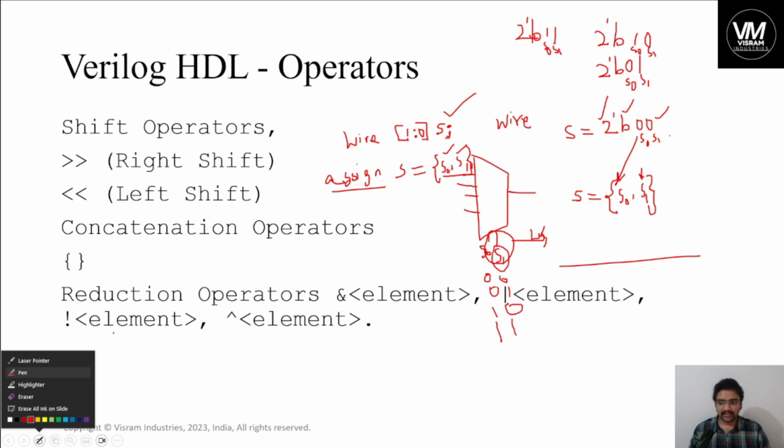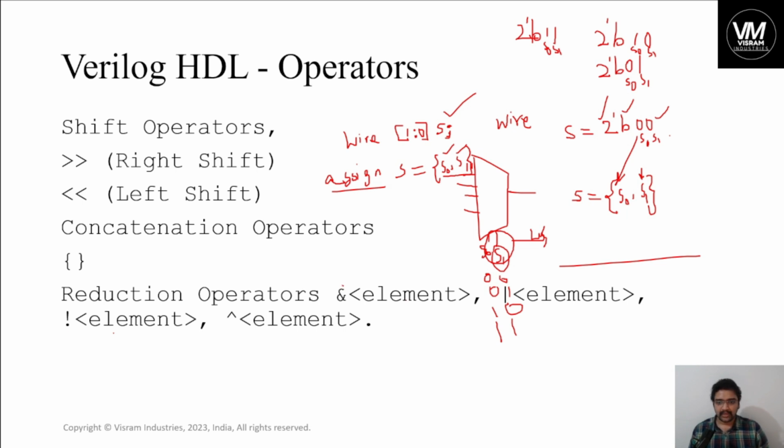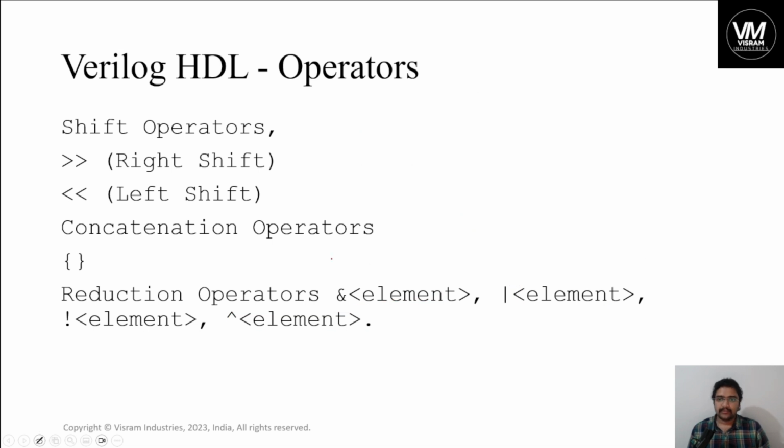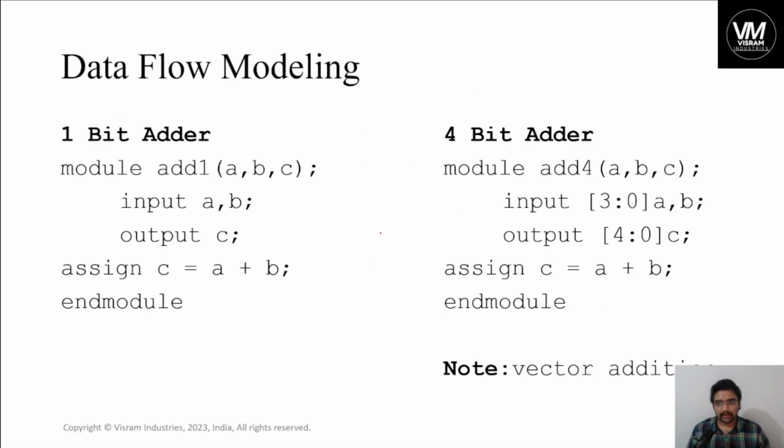And other elements like reduction operators are AND element, OR element, NOT element, or XOR element in this way. Now we have understood the operators. Let us go to the data flow modeling. We have an example for a 1-bit adder and also for a 4-bit adder.